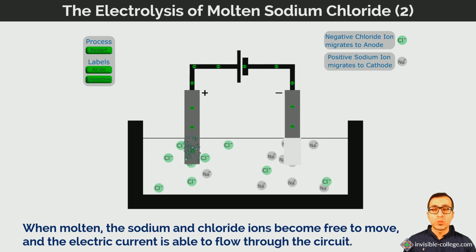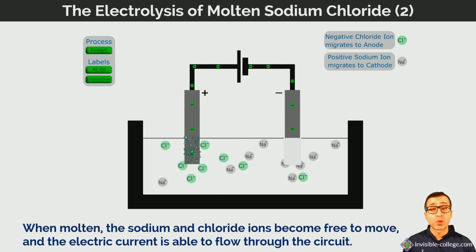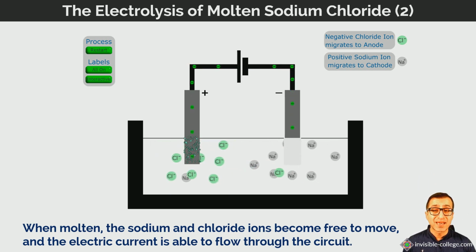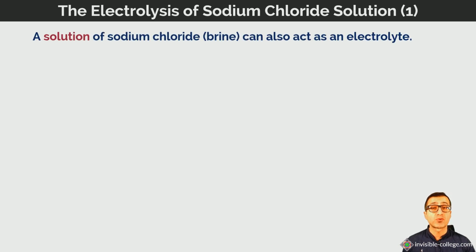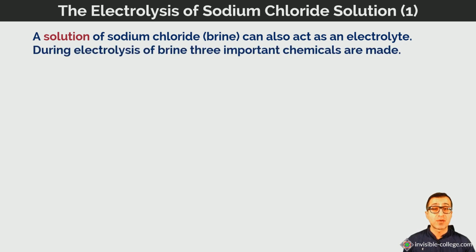So what happens then when we electrolyze not molten sodium chloride, but sodium chloride in aqueous solution? A solution of sodium chloride, sometimes called brine or salt water, can also act as an electrolyte because in the aqueous state, the sodium ions and the chloride ions are free to move through the solution. Now, during the electrolysis of brine, which is aqueous sodium chloride solution, there are actually three important chemicals which are produced as a result of the reaction.